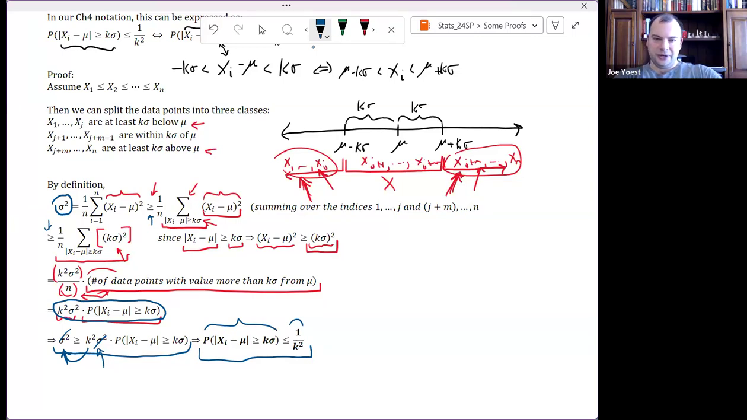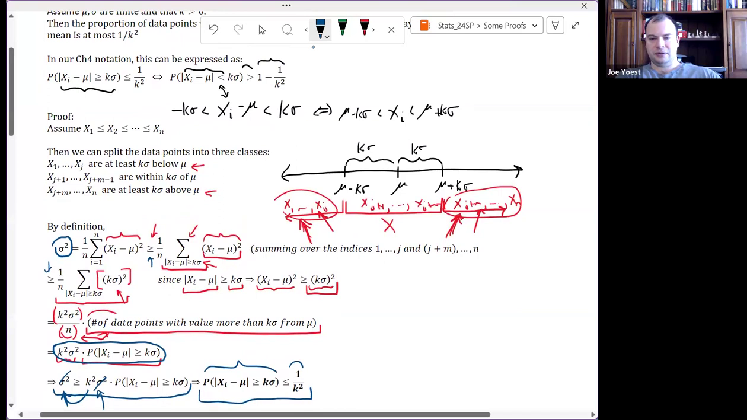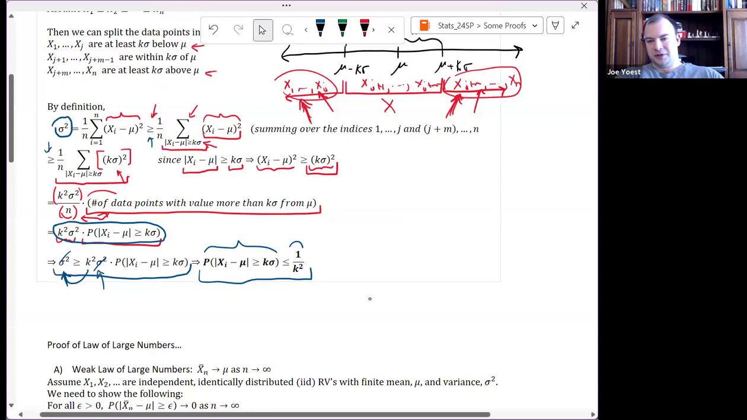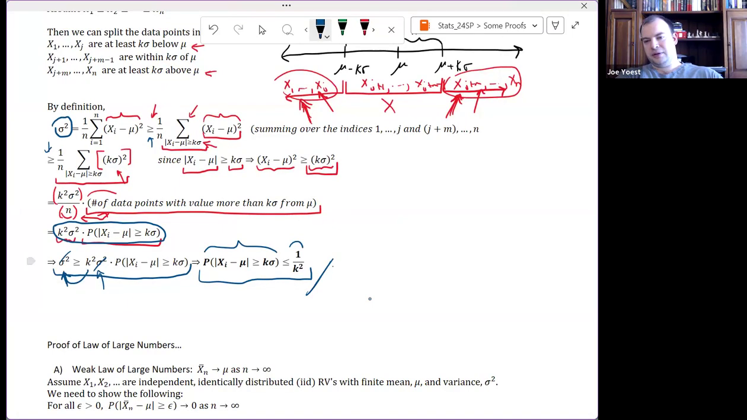And that is exactly what Chebyshev says. So we have proven Chebyshev's theorem.